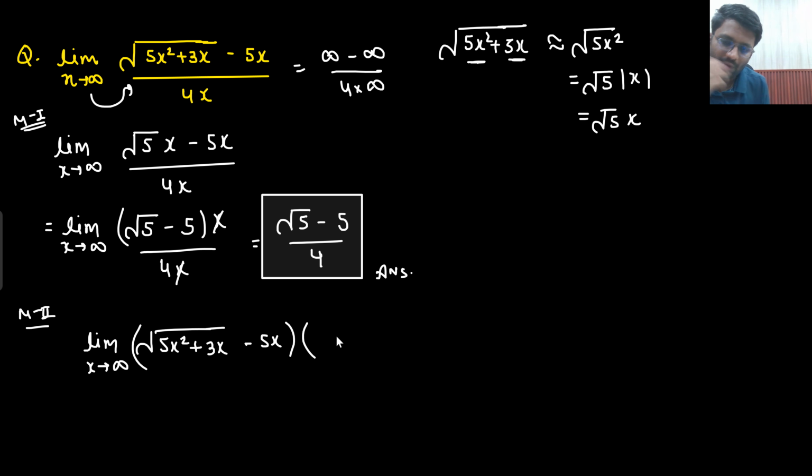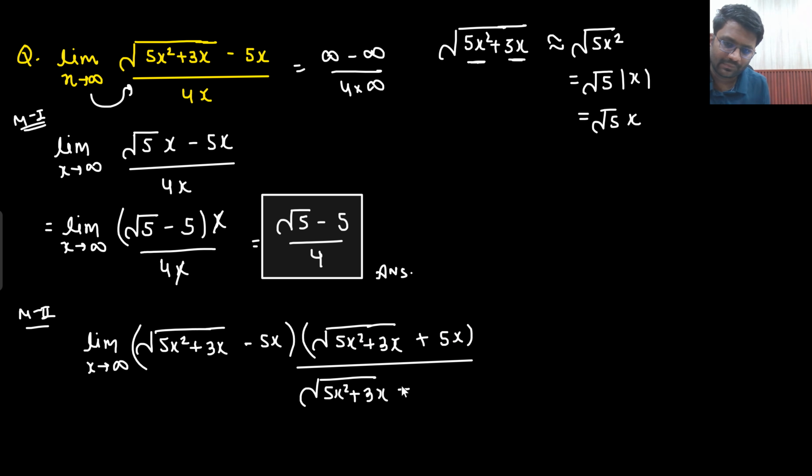So what you are doing? You are doing the rationalization, because rationalization might give me the answer in a bit quicker manner. Okay. So, but if you solve the upper one separately, then downward there will be 4x. Let's see what we get.